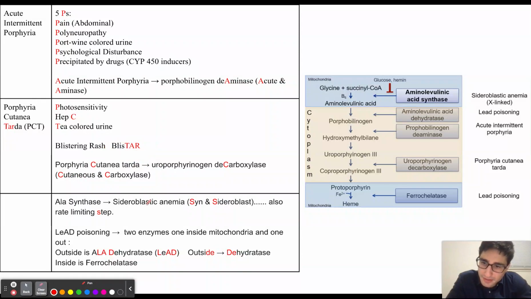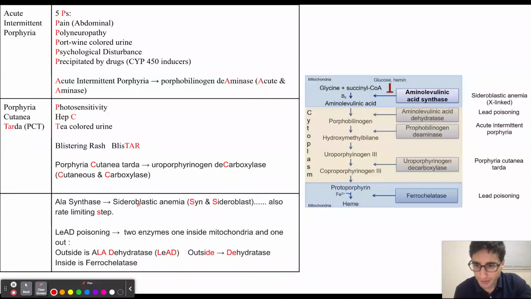Now, the enzyme deficiency that is going to cause porphyria cutanea tarda is going to be uroporphyrinogen decarboxylase. So use the C in decarboxylase and associate it with the C in cutanea. So porphyria cutanea tarda is going to be caused by a uroporphyrinogen decarboxylase deficiency.